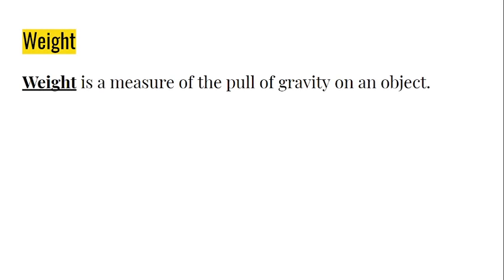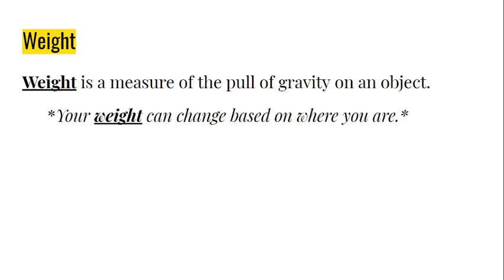Next thing we have to do is we have to talk about weight. And what exactly is weight? A lot of people get confused when we start talking about weight, and they start confusing weight with the other term we're going to talk about. Now, weight is a measure of the pull of gravity on an object. And so a big part about weight is this idea right here of gravity. Your weight depends on the gravity of where you are, which then leads into this here. Your weight can change based on where you are. And so your weight does not stay the same no matter where you are in the world.